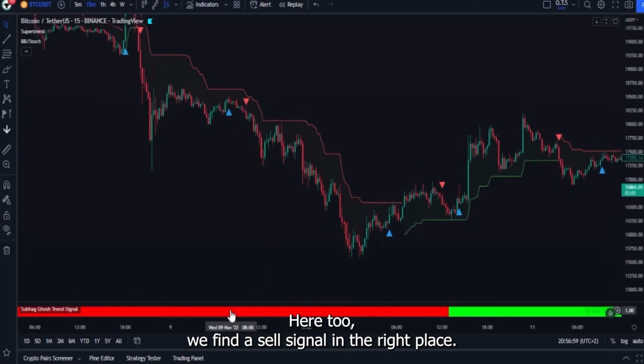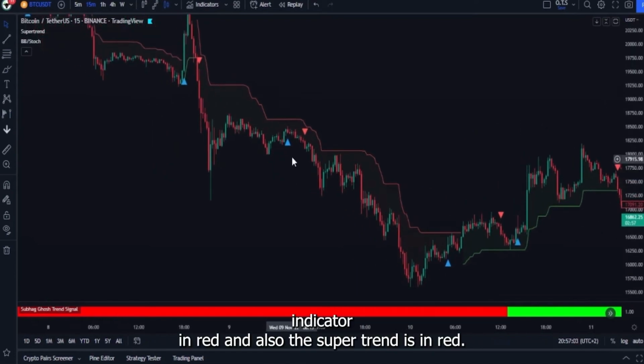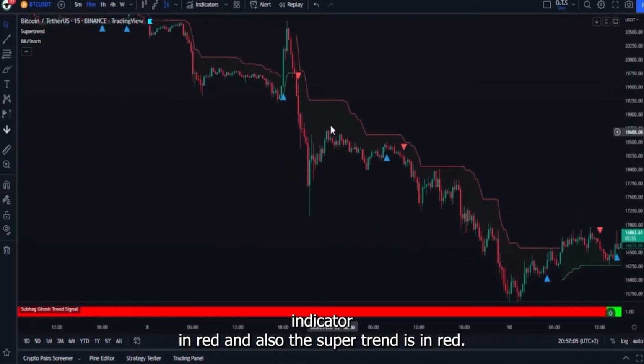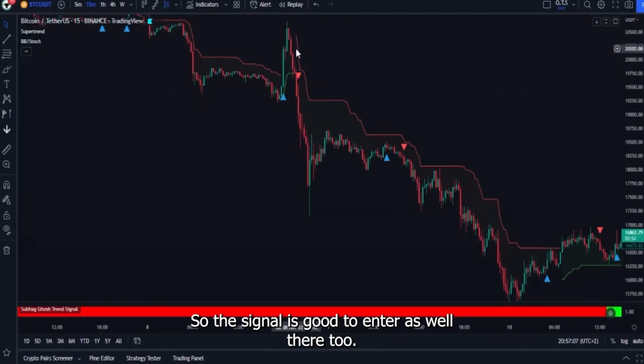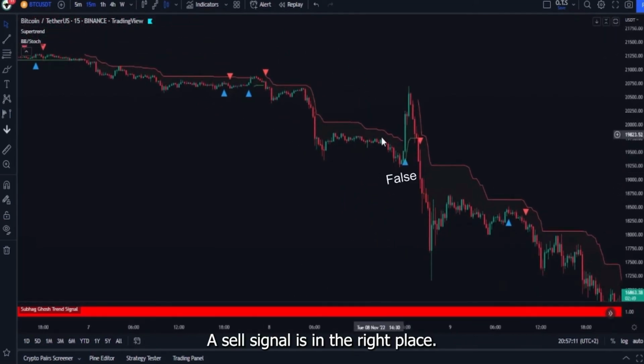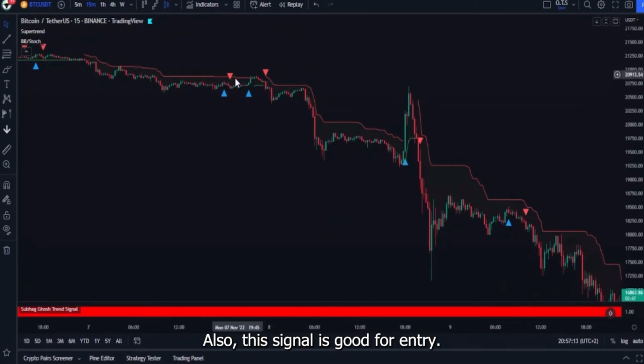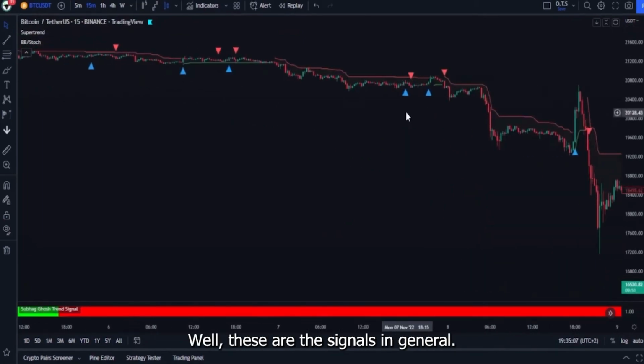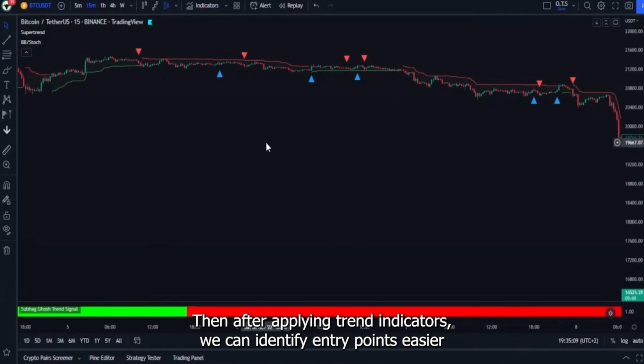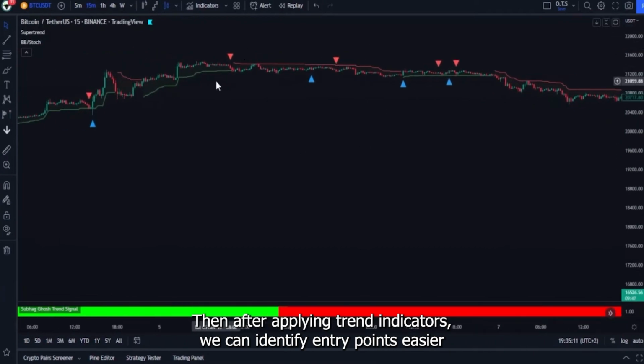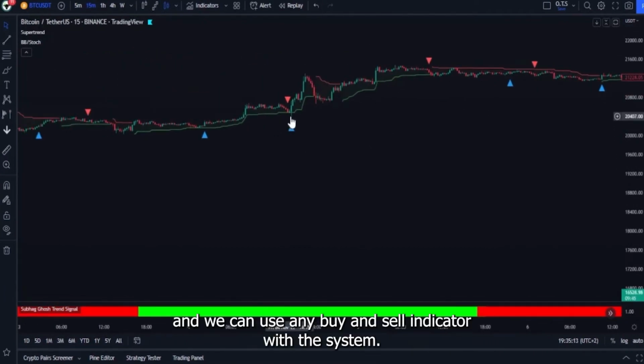Here too, we find a sell signal in the right place. The Subag indicator in red, and also the super trend is in red. So the signal is good to enter as well. There too, a sell signal is in the right place. Also, this signal is good for entry. Well, these are the signals in general. And after applying trend indicators, we can identify entry points easier, and we can use any buy and sell indicator with the system.